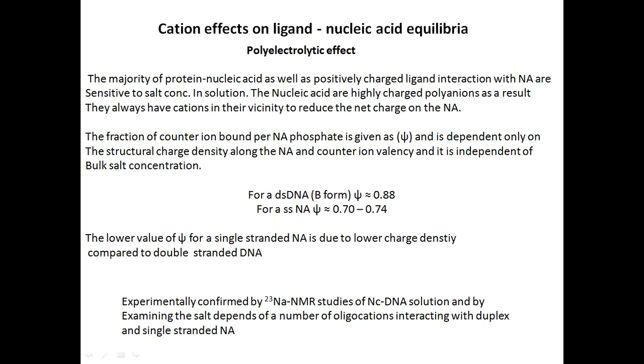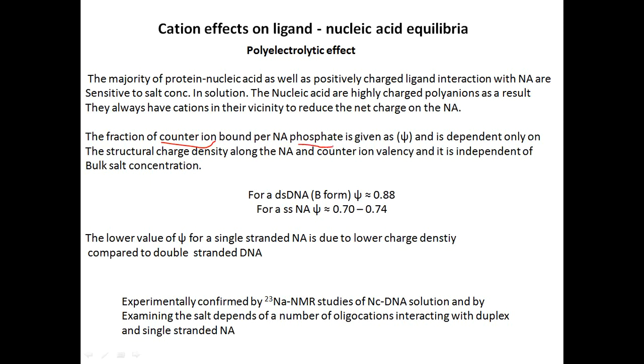So the fraction of counterion bound per nucleic acid phosphate is given as psi. That is, how many cations are binding to one phosphate group electrostatically. That cation is called a counter ion, which is neutralizing the negative charge of the nucleic acid. The counter ion that we have is nothing but the cation we are talking about, like potassium or magnesium or sodium, whatever it is, interacting with the negative charge of the phosphate.